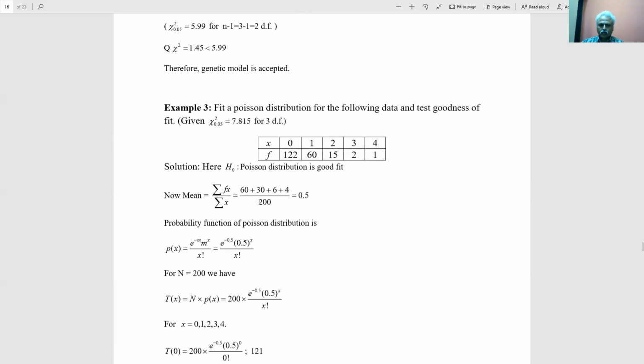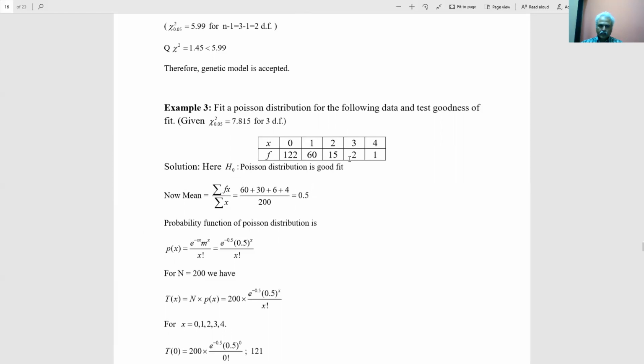Now, how to fit a Poisson distribution? For that, you need a mean of this. Mean is summation fx by summation f. Summation f is addition of all this, 122 plus 60 plus 15 plus 2 plus 1, which is 200. What is summation fx? 0 into 122, 1 into 60, 2 into 15, f into x, this into this, 15 into 2, 2 into 3, 1 into 4, divided by summation f.